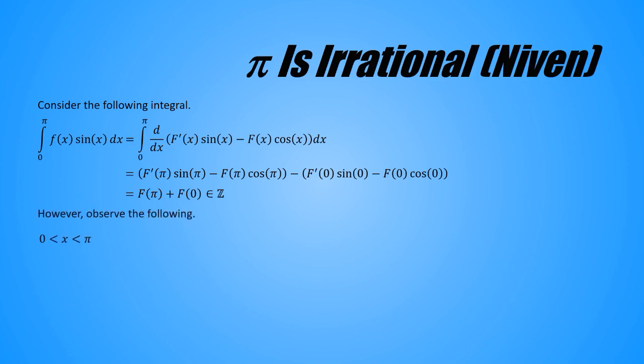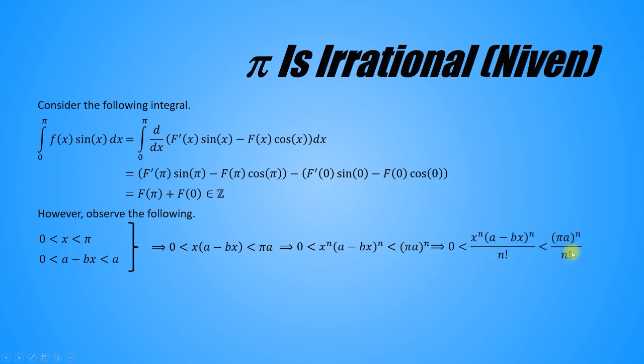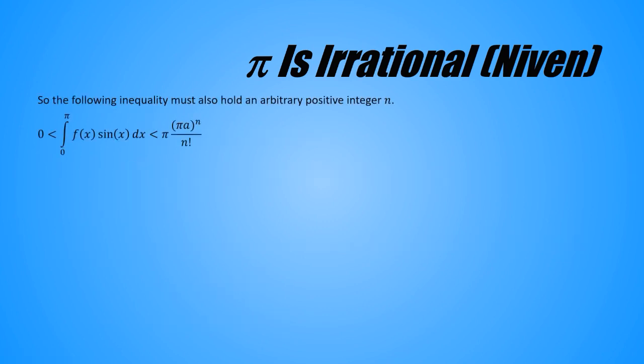But check this out. In this integral, x is between 0 and pi. That means that a minus bx is between 0 and a. Multiplying these two inequalities together, I get that x times a minus bx sits between 0 and pi times a. Now, in case it's not clear what I'm doing, I'm trying to build the integrand in the middle member of this inequality so that I can place bounds on it. So here, I raise all three members of the inequality to the power of n. And here I divide by n factorial. Now I've got little f of x in the middle member, like so. And since on the interval from 0 to pi, sine of x is between 0 and 1, I can multiply the middle member of this inequality by sine of x without changing the bounds.